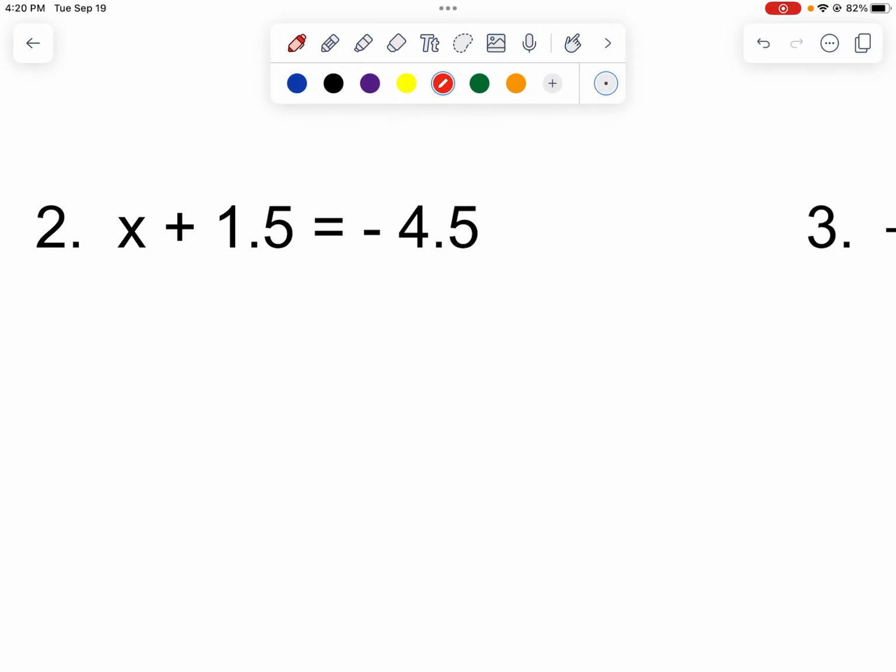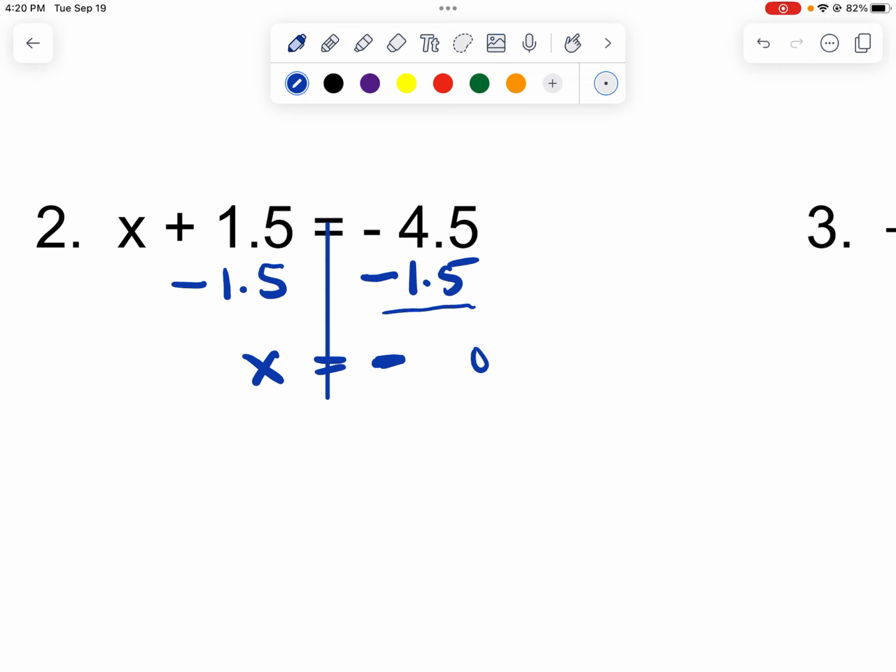Over here, yes, there are decimals, but decimals are okay. I would subtract, I forgot the line again. Subtract 1.5 from both sides. I'd get x equals. Now, both of these are negatives, so this answer is going to be negative. If I add, that's going to be a 0. So that's going to be 6.